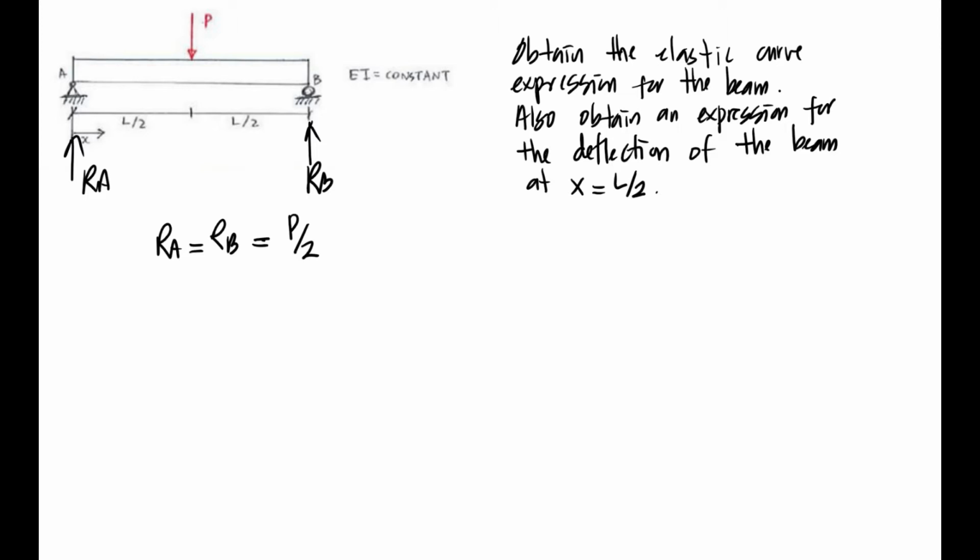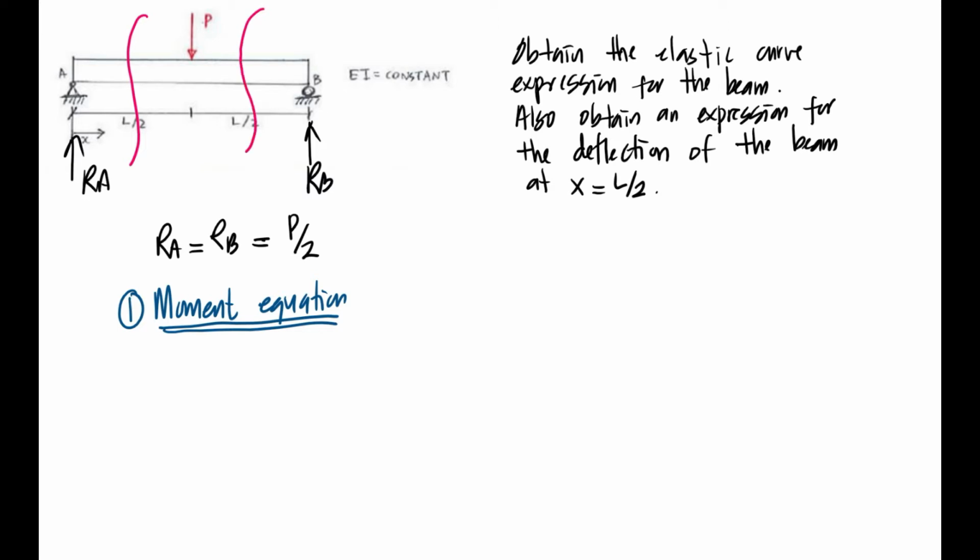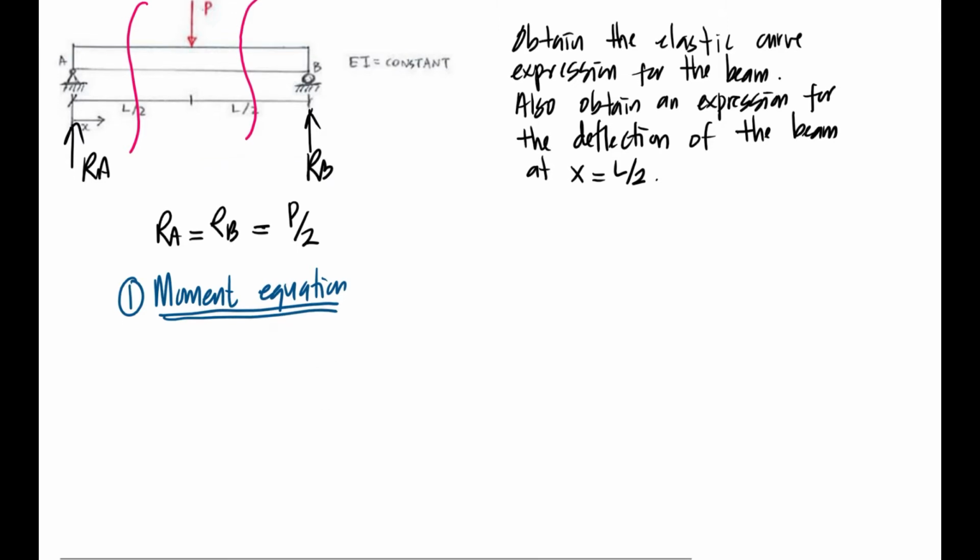The step to define the elastic curve, first one is to define the moment equation. How we define the moment equation here is basically based on the beam. As we can see, the beam has two sections, from 0 to x to L over 2, and then from L over 2 to x to L. Okay, we cut at the first section.